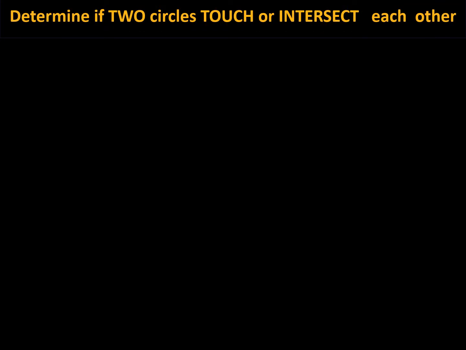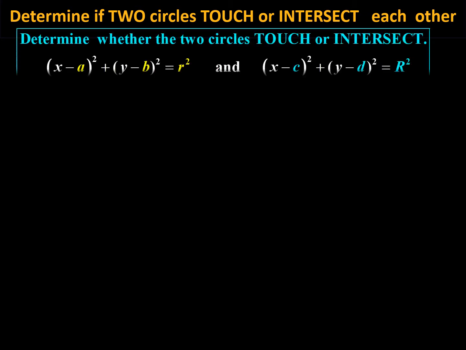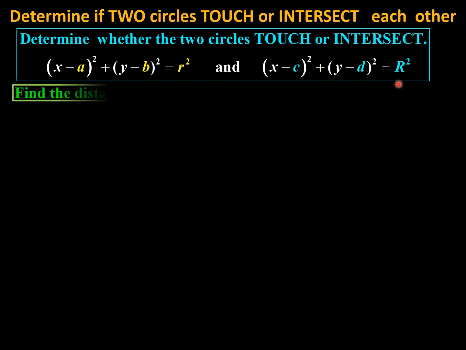We want to determine if two circles touch or intersect each other. So let's say we have two circles. I just have two general forms. This circle's center is AB with a radius of lowercase r. This circle's center is CD with the radius as capital R. I've color coded them, so one circle is the yellow and the other circle is the blue.